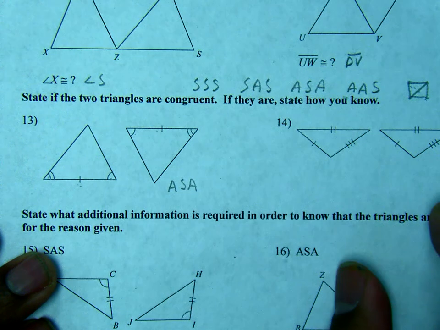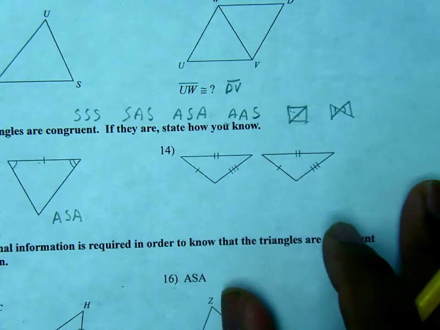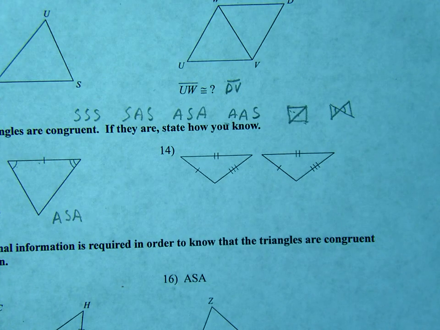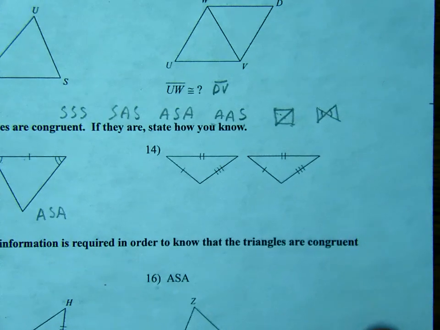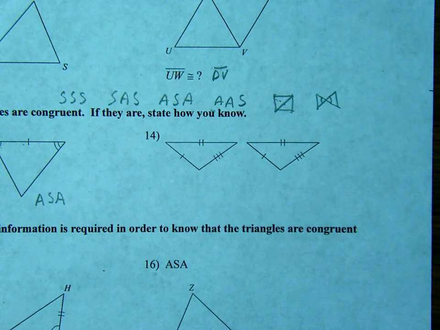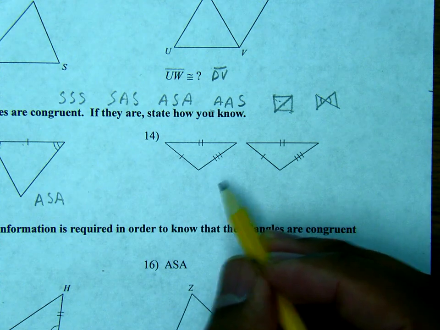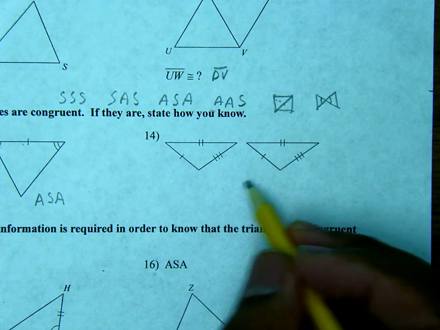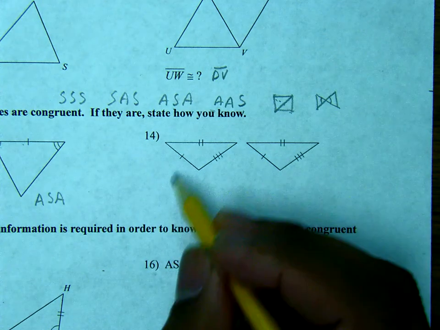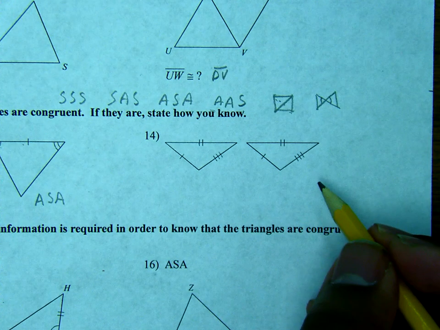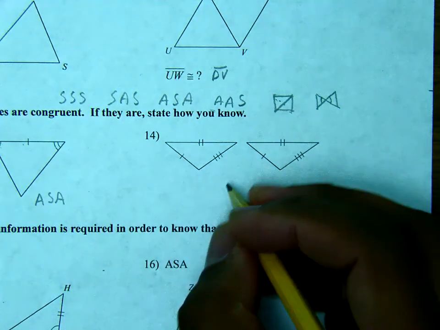All right, let's take a look at 14. In 14, what we're looking at is pretty simple. All the corresponding sides here are marked, and if you have all the sides showing that they're congruent, it's going to be side, side, side.